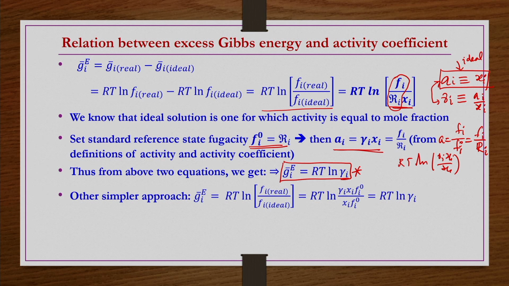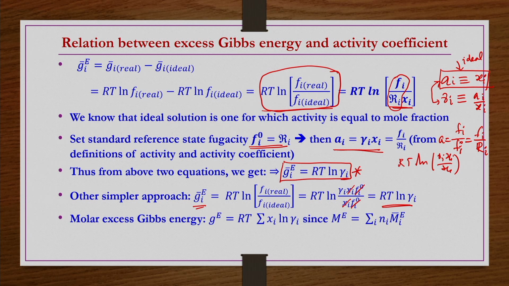Now, another simple approach: Gi bar excess we have seen is RT ln Fi real by Fi ideal. Fi real we know is nothing but xi gamma i Fi naught, and Fi ideal is nothing but xi Fi naught simply. So, if you cancel out xi Fi naught, then also you have Gi bar excess equals RT ln gamma i.